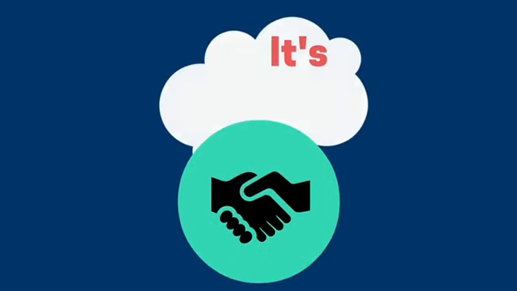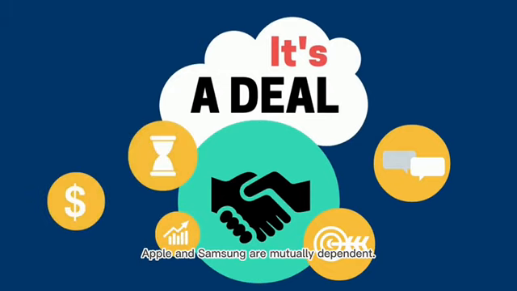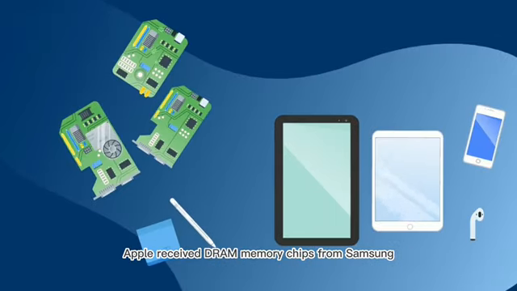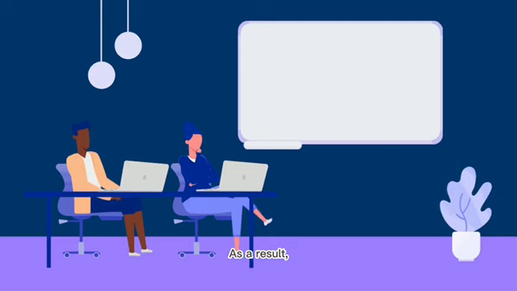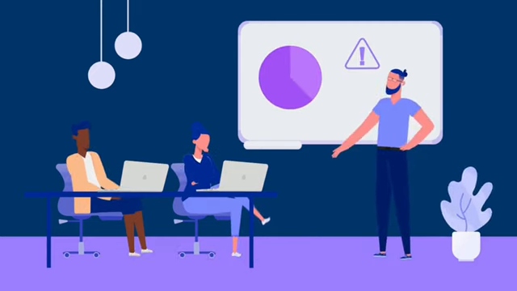For instance, despite rivalry and legal patent disputes, Apple and Samsung are mutually dependent. Apple received ROM memory chips from Samsung for its smartphones and tablets. As a result, Apple accounted for 9% of Samsung's revenue.